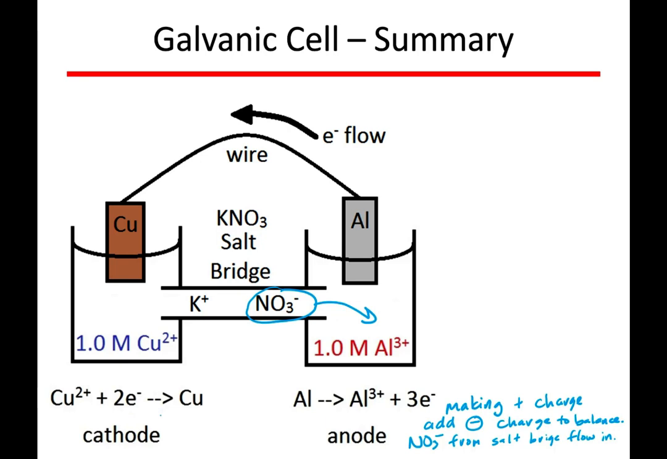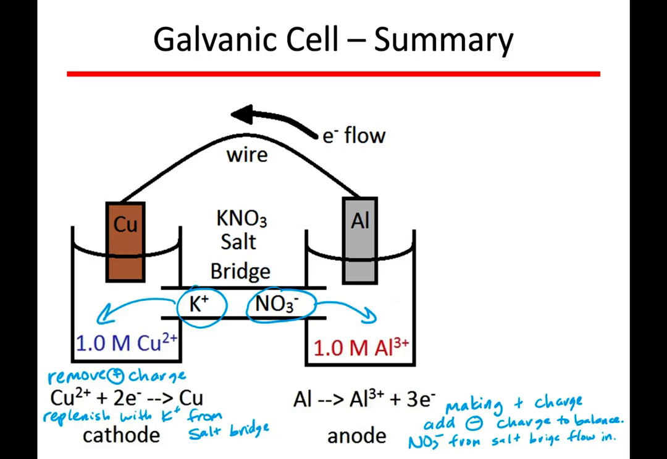And so you have to replenish that. And to replenish it, you'll use the K+ ions from the salt bridge. So the K+ ions from the salt bridge will flow into the cathode compartment. That helps you to balance charge in this cell and allows the reaction to continue and prevents charge buildup.